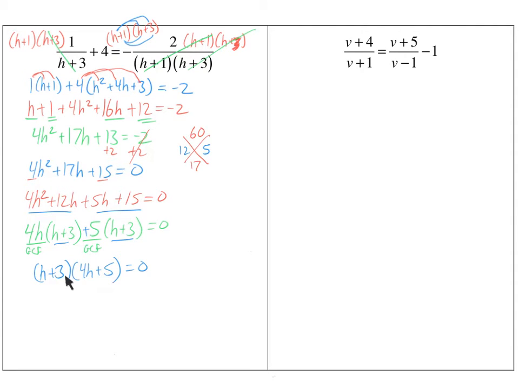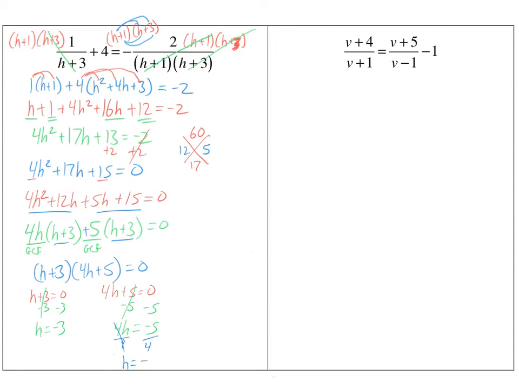I need to still find these zeros. What makes this 0, and what makes that 0? So what I still have to do is go, what makes this 0, and what makes this 0? So what makes the first one 0? Well, h is -3. What makes the second piece 0? Let's see what happens here. Solve this. Okay, we divide by 4.